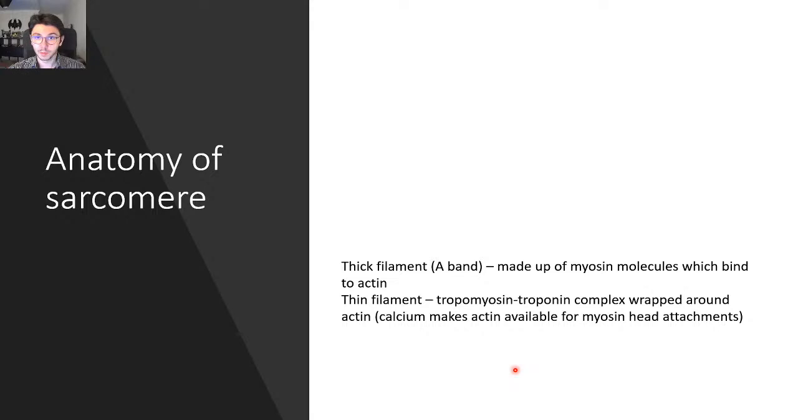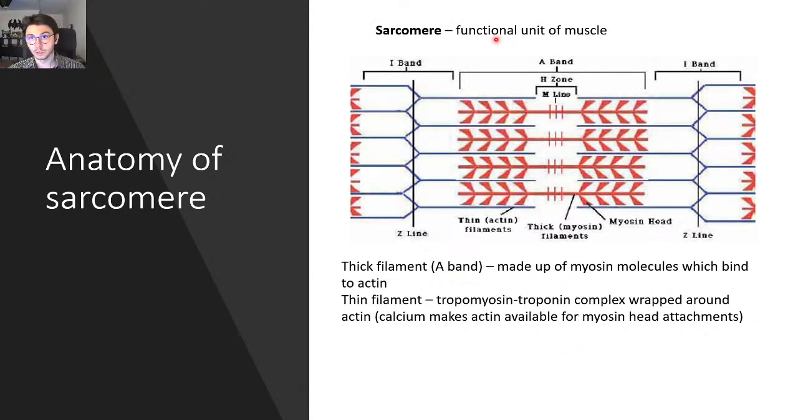Now let's look at the sarcomere itself. A sarcomere is a functional unit of muscle. I'm sure everyone has seen these before, but let's break it down a little bit. The thick filament, which comprises the A band, is made up of myosin molecules which bind to the actin. Then we have the thin filament, which is made of actin, and it's a tropomyosin-troponin complex. Basically, this complex is wrapped around the actin. Once the tissues become ready for contraction, in the presence of calcium and ATP, the actin becomes exposed and myosin heads can make attachments.